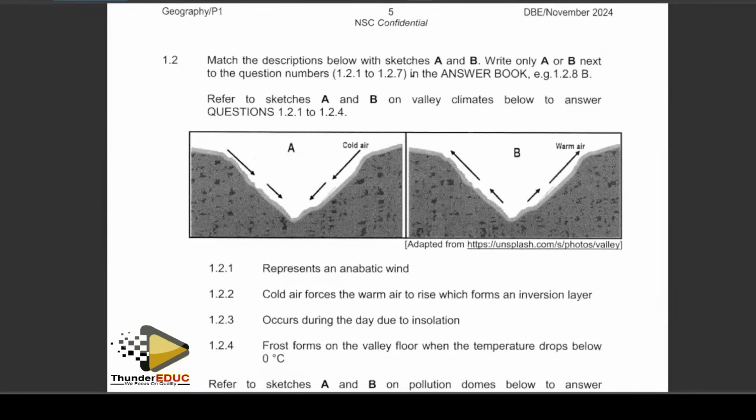Right, what happens with sketch A? Both the sketches are typical of valley climatic conditions. And we know that the valley climatic situation differs between the day time and the night time. So we need to figure out which one is typical day and which one is typical night, and what kind of wind we experience, and what kind of wind we experience on the other extreme, and what likely conditions develop on the other extreme before we attempt the questions in brief quickly.